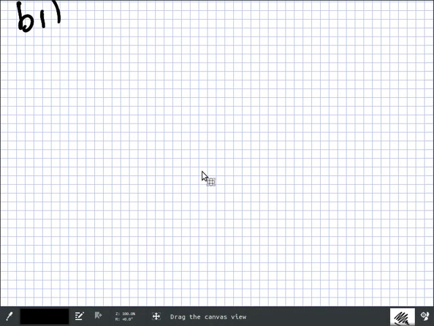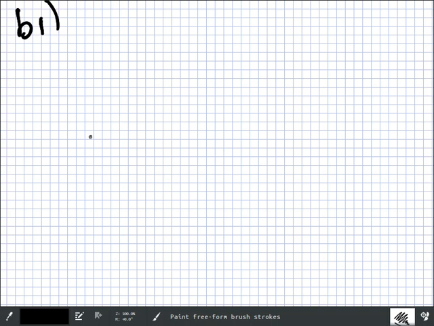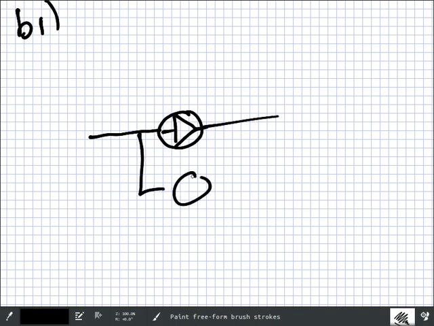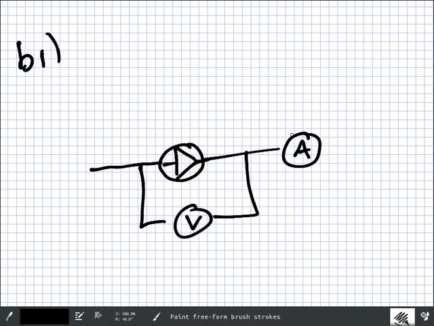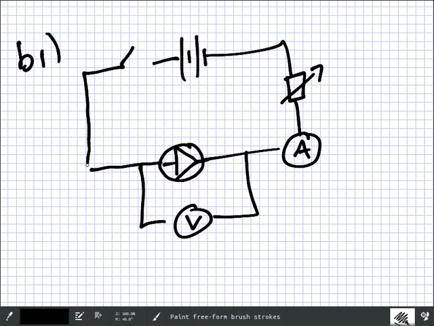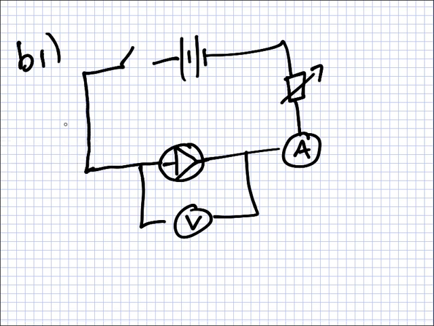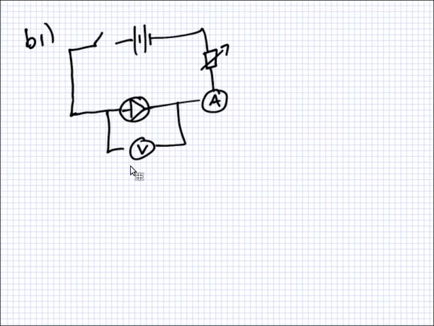B1. Describe an experiment to obtain the IV characteristic of an LED. Alright, so this is the circuit here. You have your LED. You have your voltmeter. You have your ammeter. You have your variable resistor. You have your power supply. You have your switch.